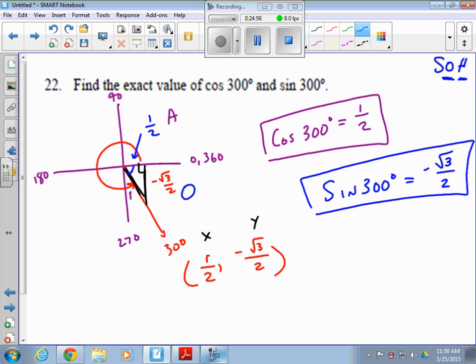Again, look at all those numbers keep repeating themselves. Square root of 3 over 2 and 1 over 2 in different forms, positive and negative, and in different positions, one being x and one being y.